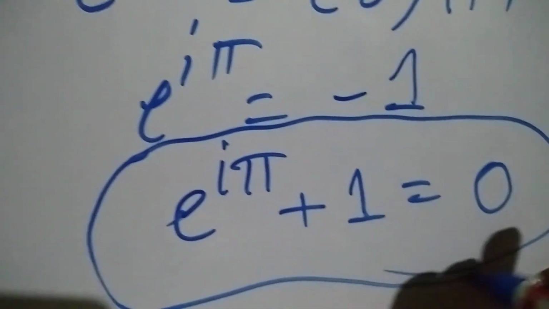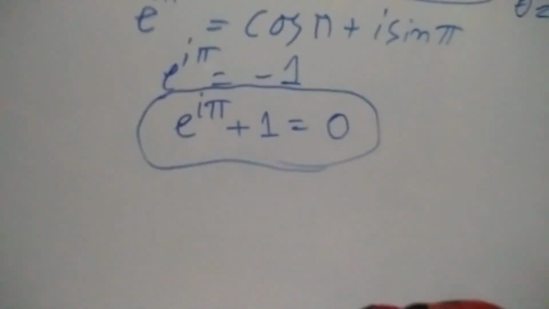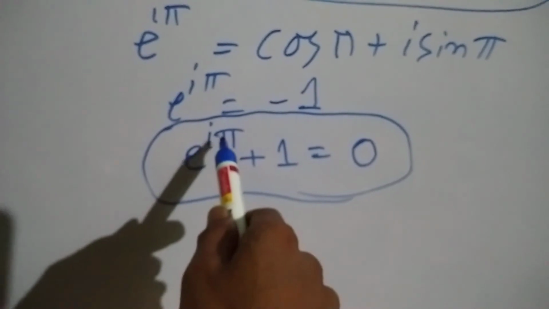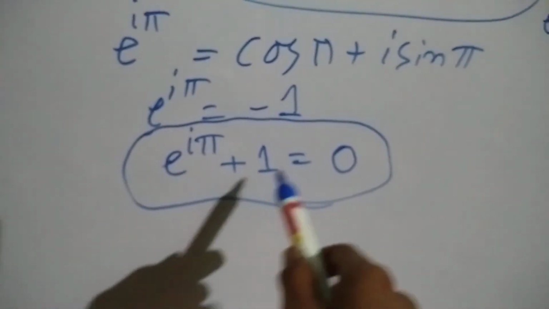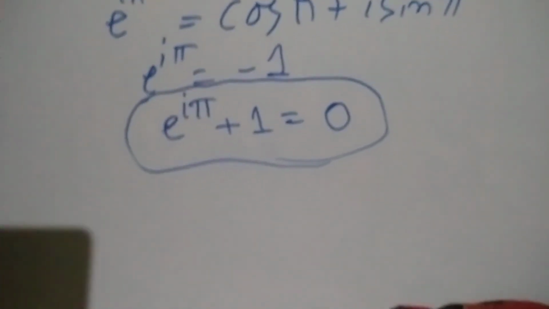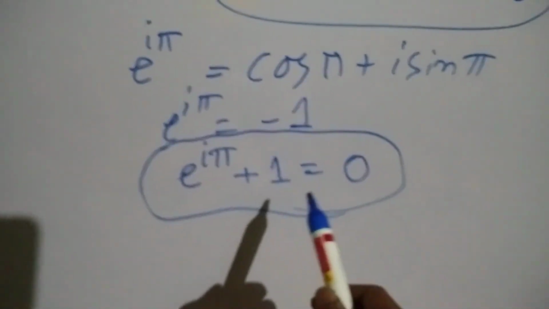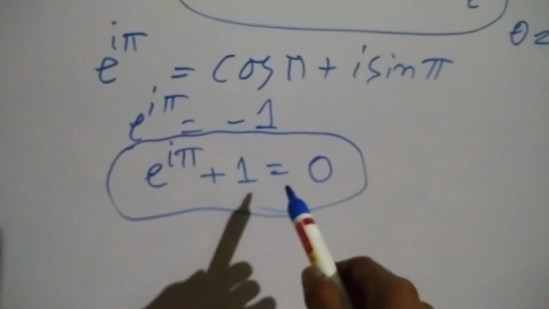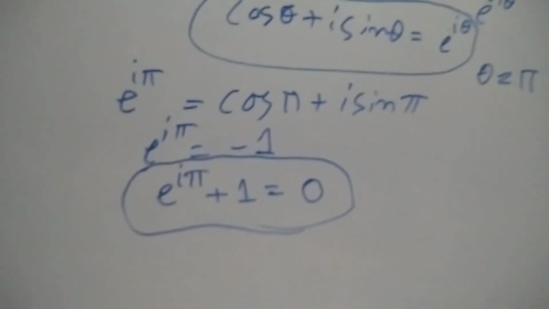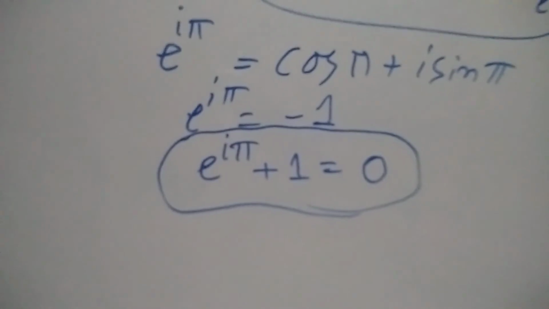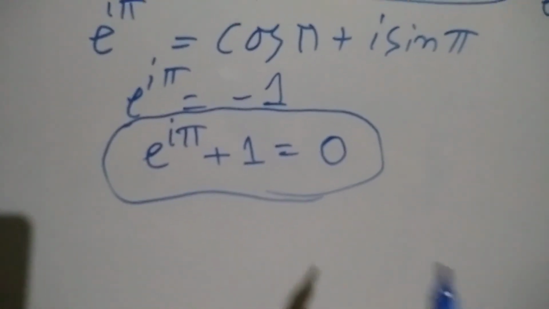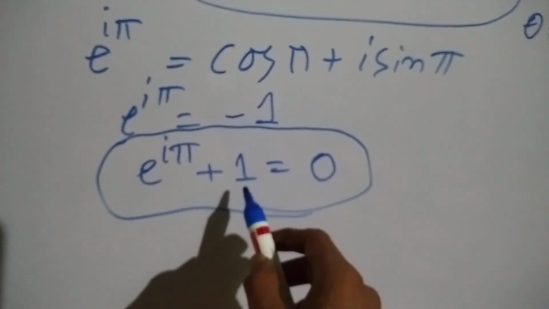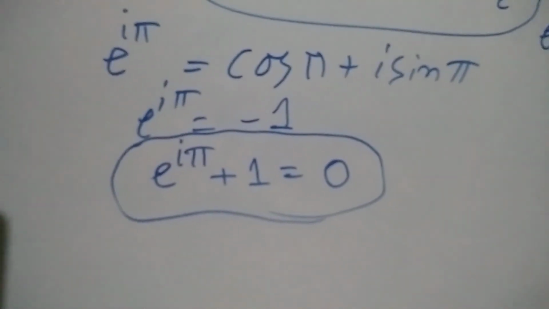This is the most beautiful equation we ever have. We have Euler's number, we have the imaginary number iota, we have pi, and we have one, the multiplicative identity, and zero, the additive identity. That means if you add any number to 0, you get the same number, and if you multiply any number by 1, you get the same number. So this is a beautiful equation.